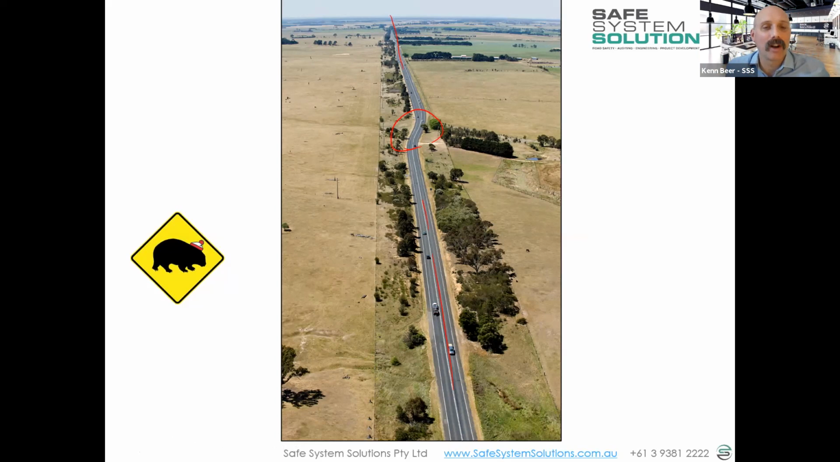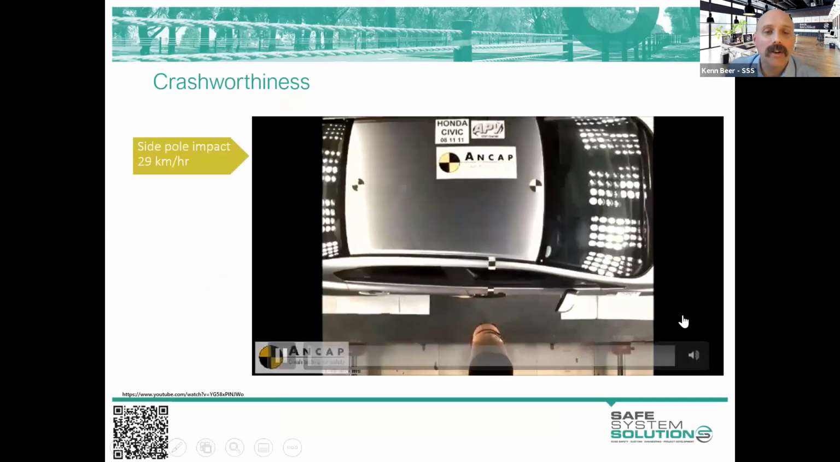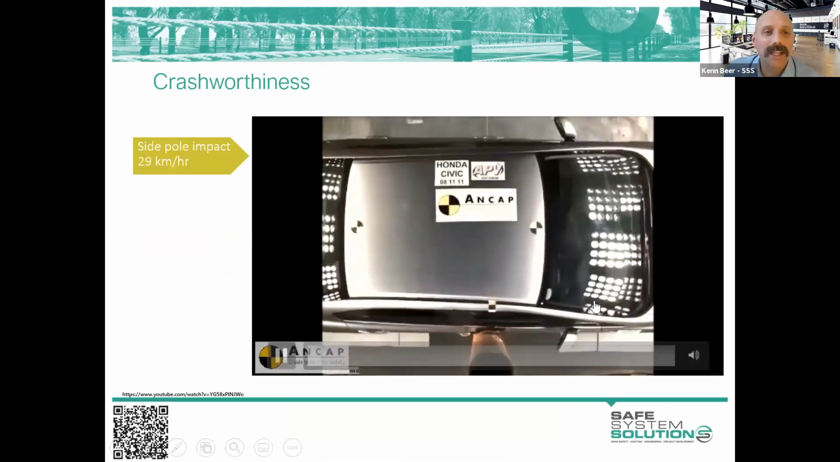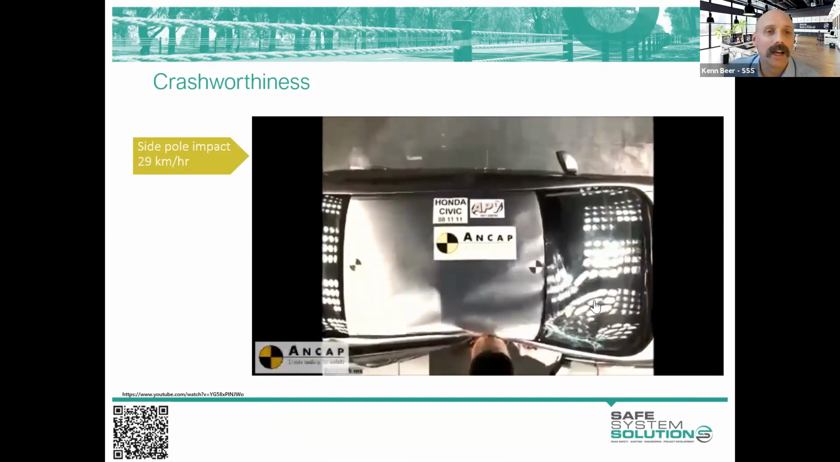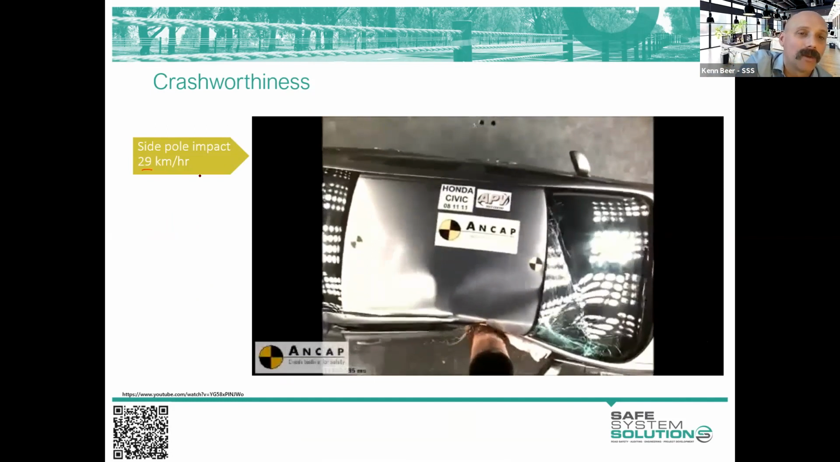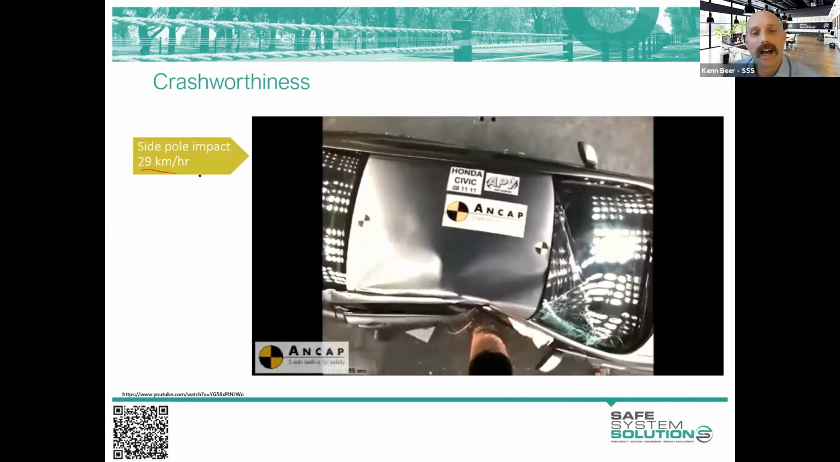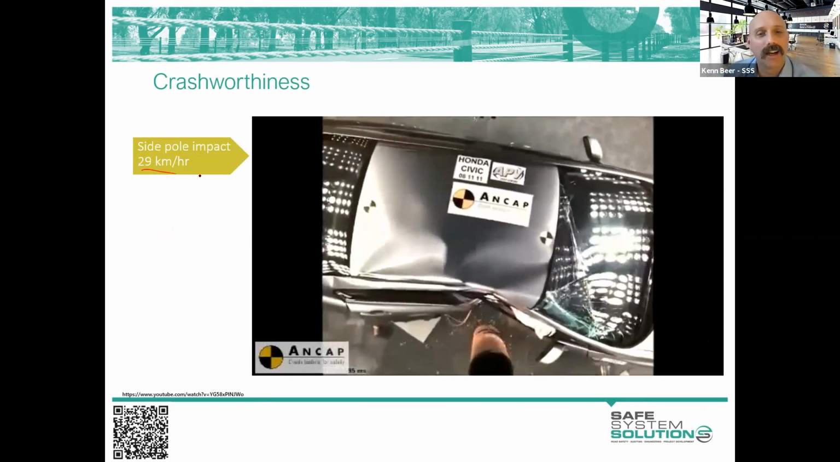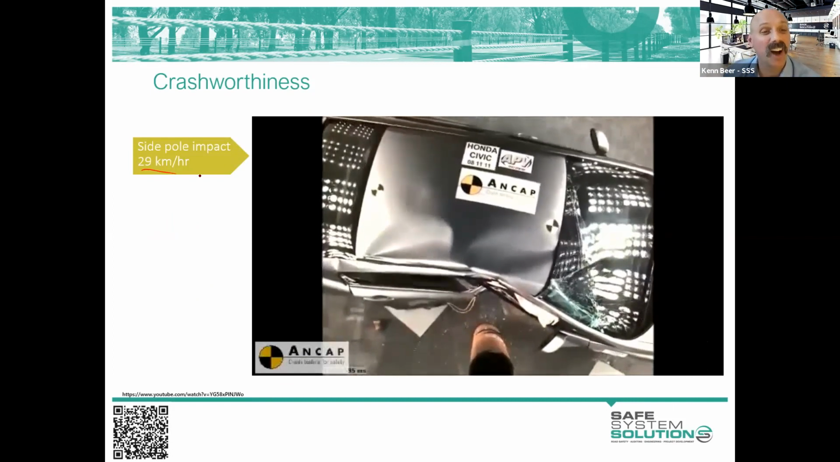The majority of the head-on crashes are people drifting into the oncoming lane, or drifting off their lane into the shoulder or the unsealed shoulder or the roadside, waking up and overcorrecting back onto the other side of the road. So hitting these trees and power poles, here's the old side impact pole test, 29 kilometres per hour, as I mentioned, and that's how you get your 5-star ANCAP safety rating for side impact, 29 kilometres per hour.